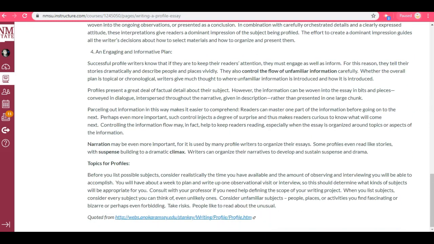And also, you want to provide interesting details to keep the reader's attention. It's very important that you don't just describe the place at the beginning and then the rest is just a report. You want to make sure that you spread out the descriptive details so that the entire profile is interesting.